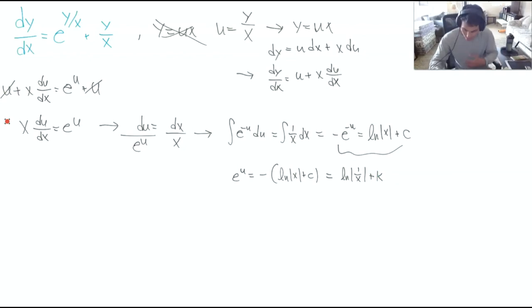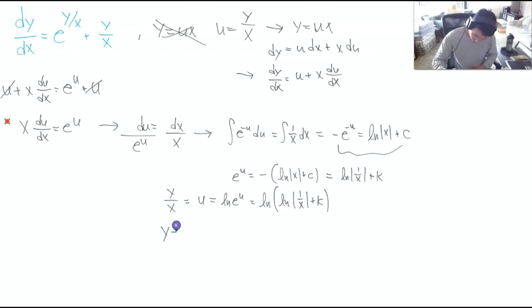And then with e to the u, we want to get rid of this, so we can take the ln, which gives us u is equal to ln of ln 1 over x plus k. But then what is u? u is equal to y over x. So a lot of equating here I'm doing.